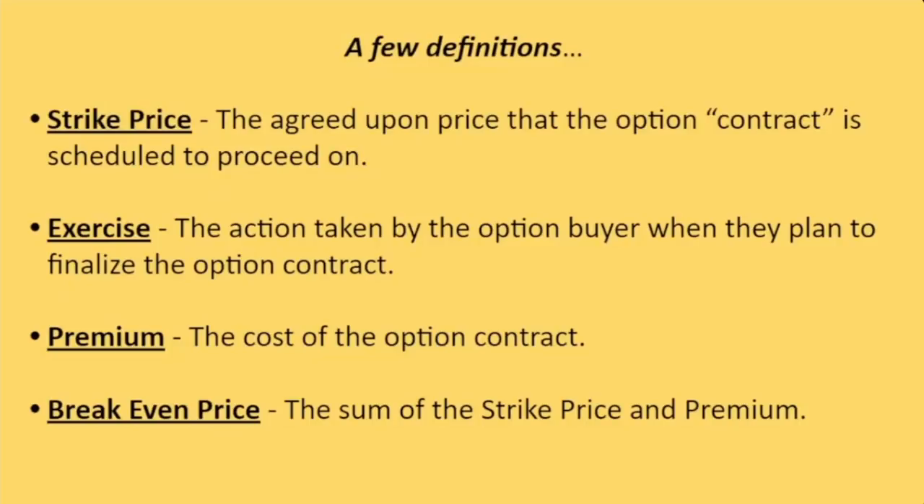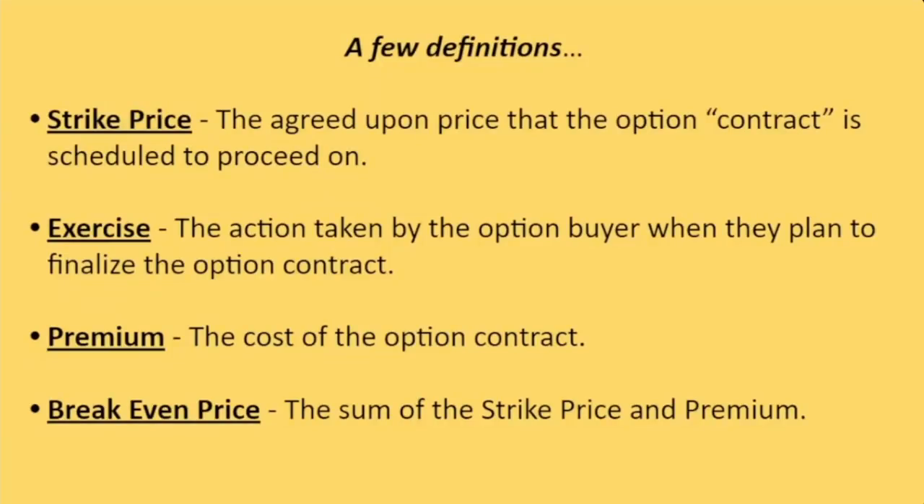Okay. Now we've got the break-even price. This is the sum of the strike price, the first word we used in our definitions, and the premium, that third word. The break-even price is if you were to add the strike price and the premium, that's how you're going to get the break-even price. And as we move forward today, you'll understand what the break-even price is and why it's there.